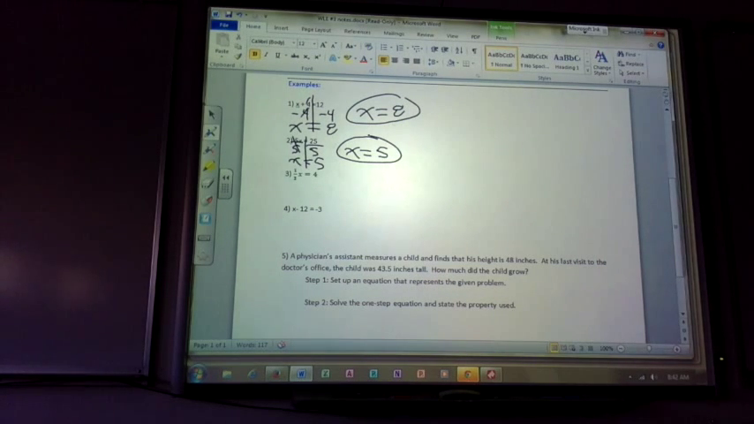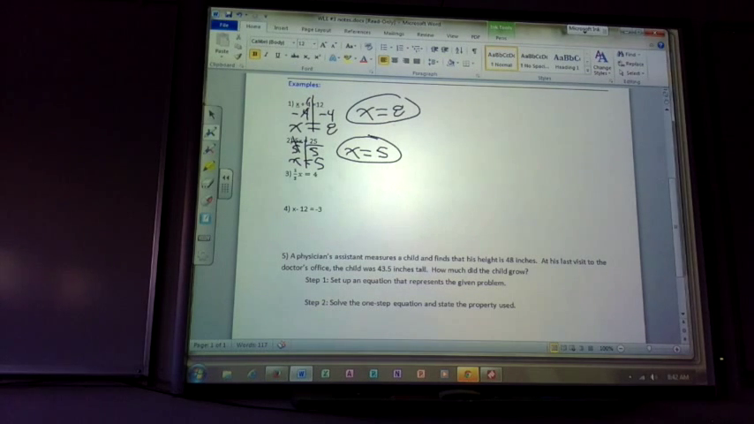Fractions are the same thing as what? Math operation. I told you guys this the other day. It's the same thing as division. So what undoes division? What's the opposite operation of division? Multiplication. Okay.